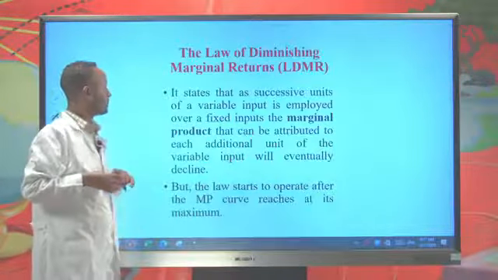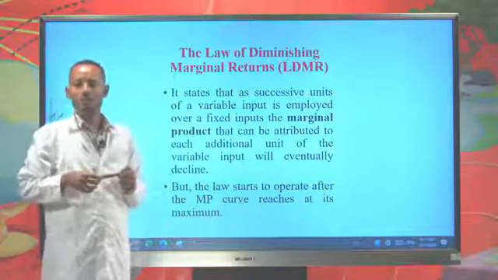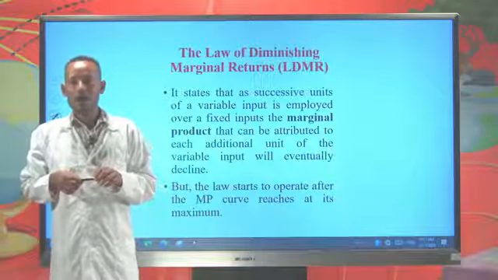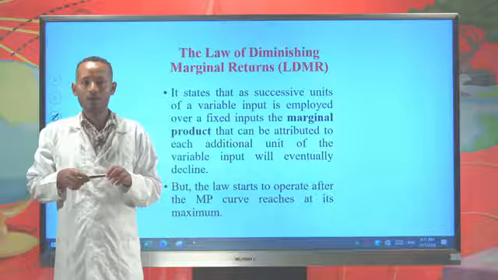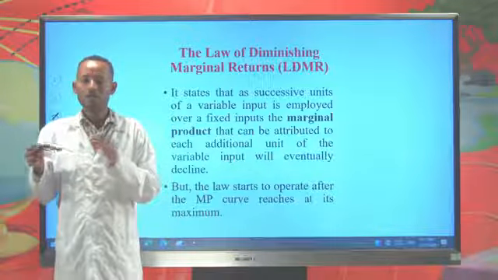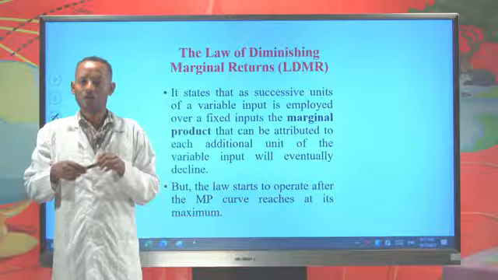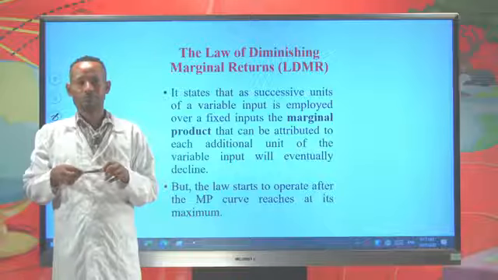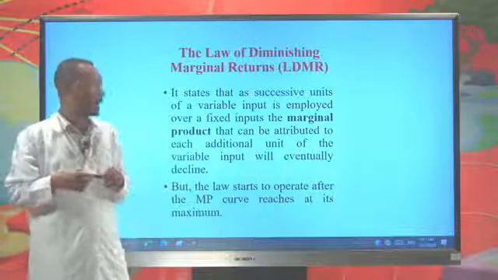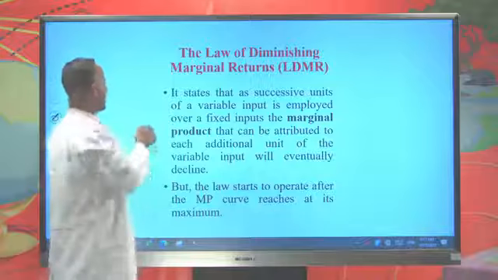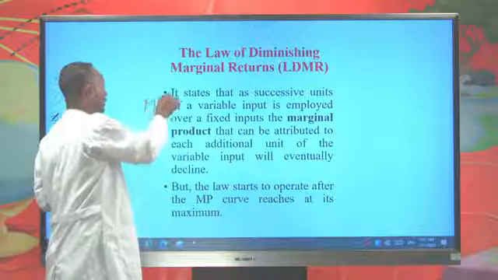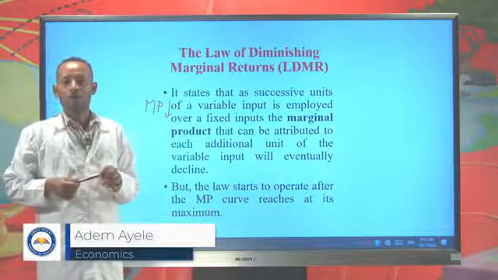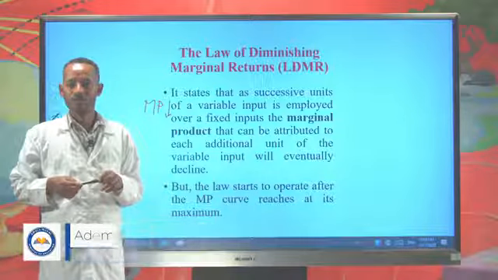Now let's see a law called the law of diminishing marginal returns, LDMR. It states that as we employ successive amounts of the variable inputs over a fixed input, then the additional output that we get from additional employment of the variable input will eventually decline. This law in short tells us the marginal product of the variable input labor will always decline, but the law starts to operate after the MP curve is at its maximum.